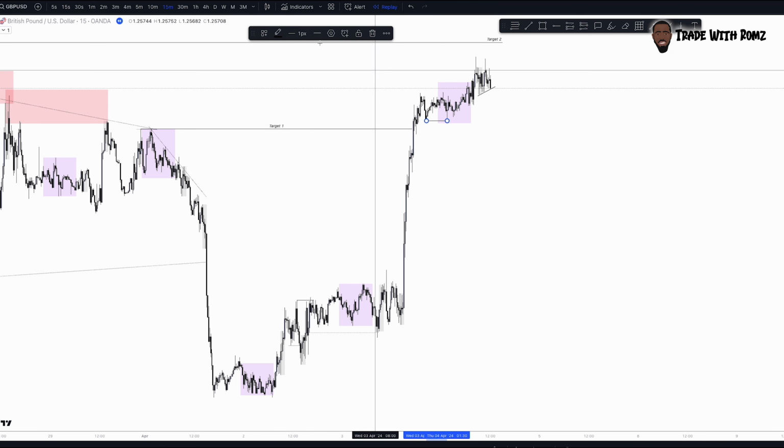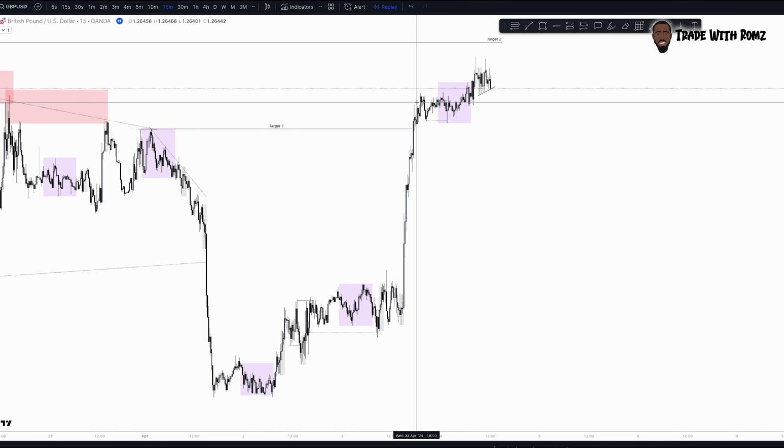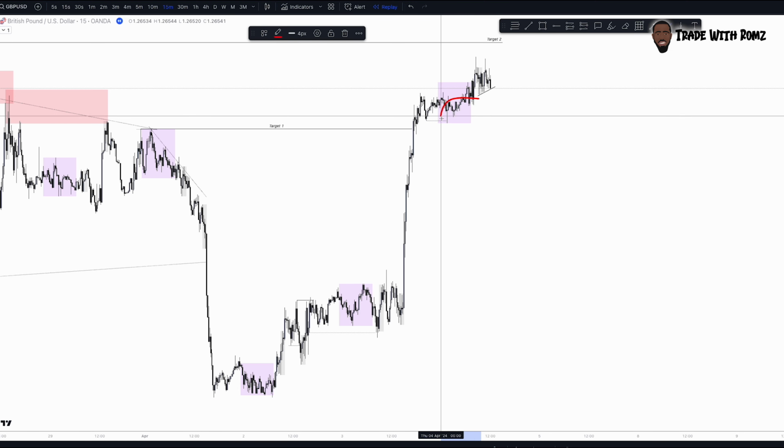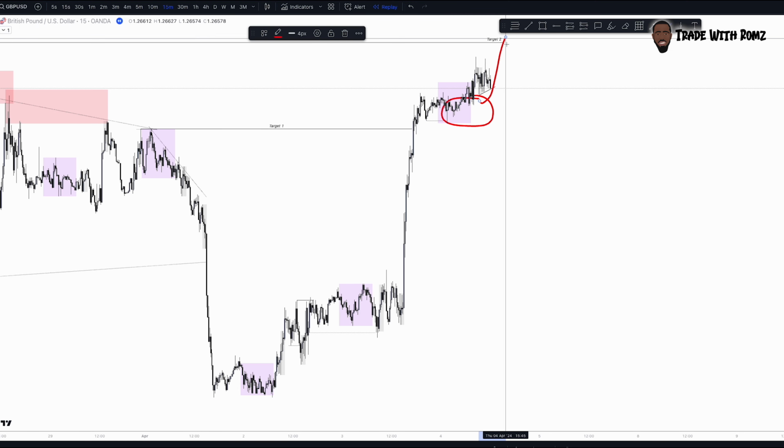So I'm looking at this. I was looking at this last week, when I was live in the market. I'm like, okay, I want to take a buy within these zones here, to then go higher and take it into target. And this is where my take profit would be.